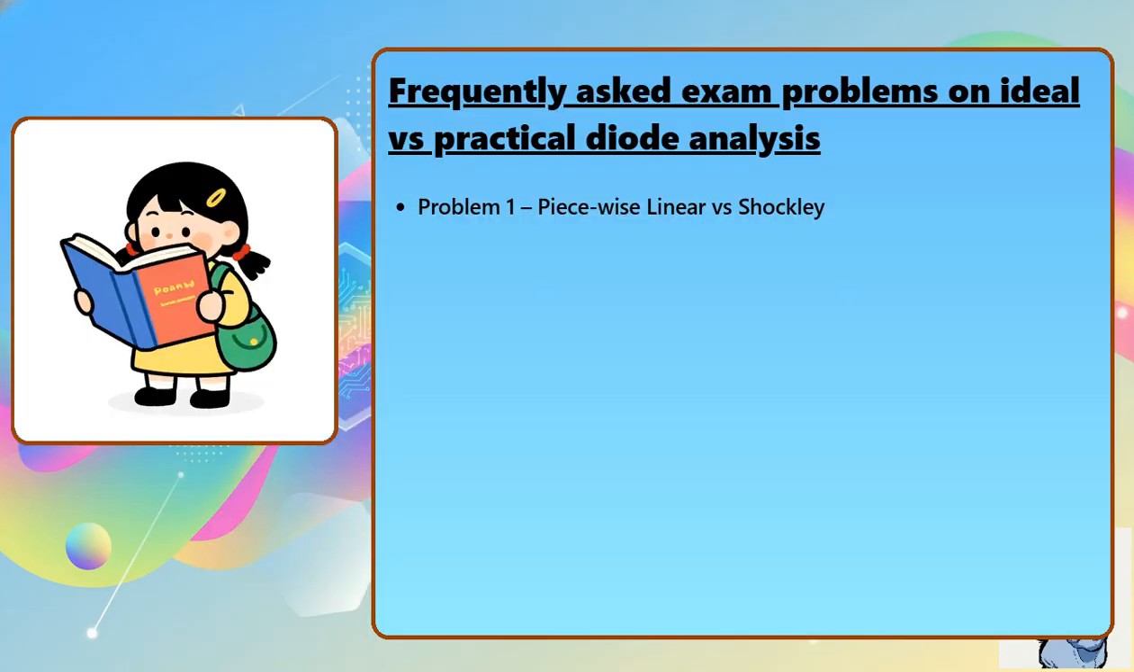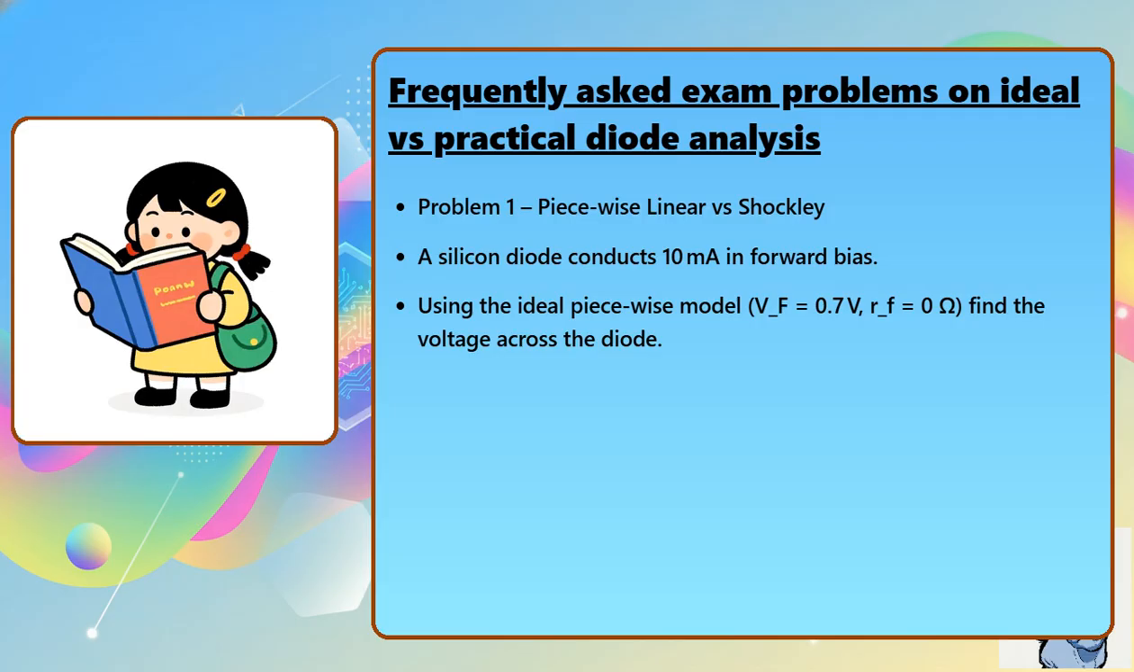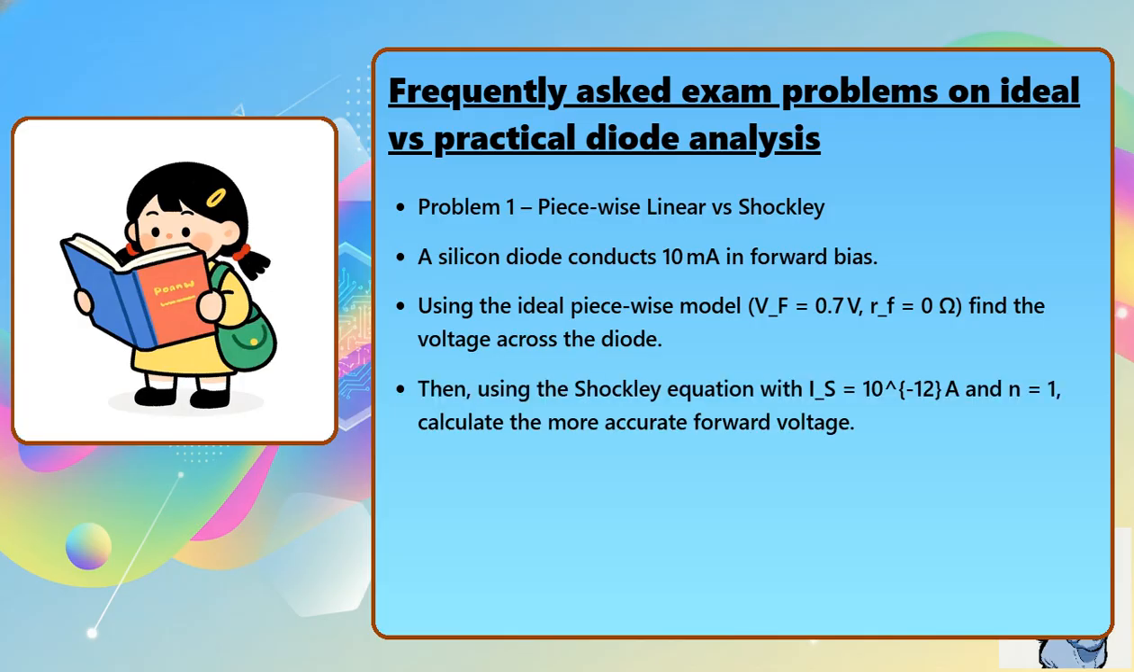Problem 1. Piecewise linear versus Shockley. A silicon diode conducts 10 milliamperes in forward bias. Using the ideal piecewise model, V sub F equals 0.7 volts, R sub F equals 0 ohms, find the voltage across the diode. Then, using the Shockley equation with I sub S equals 10 to the minus 12 amperes and N equals 1, calculate the more accurate forward voltage.